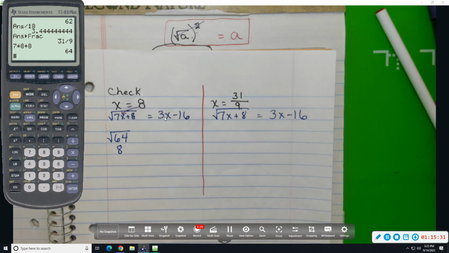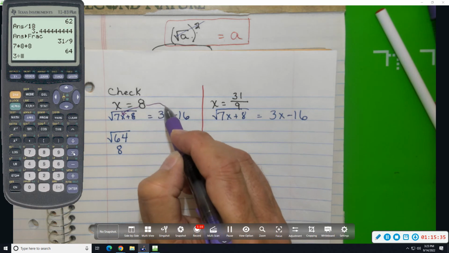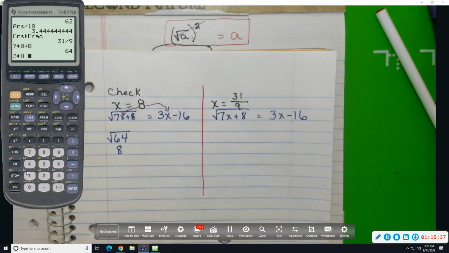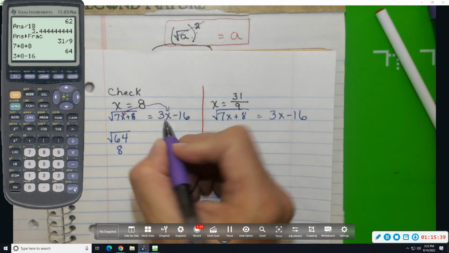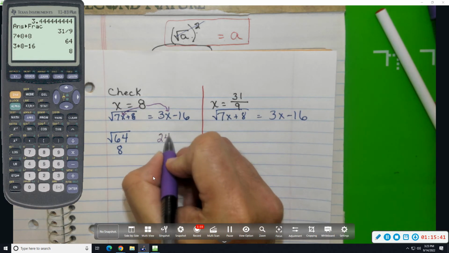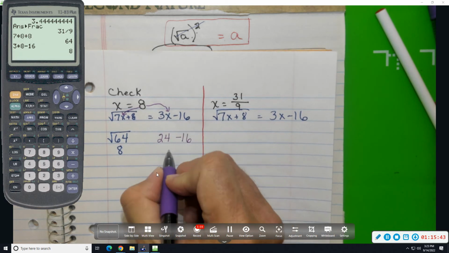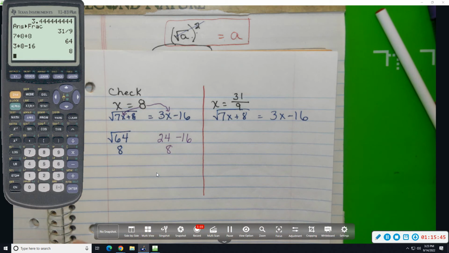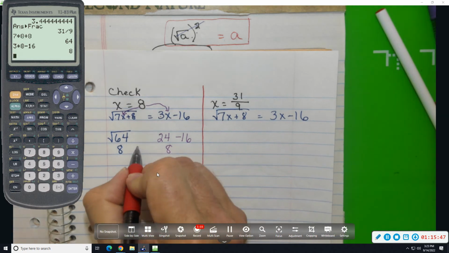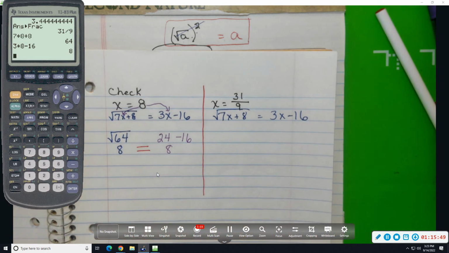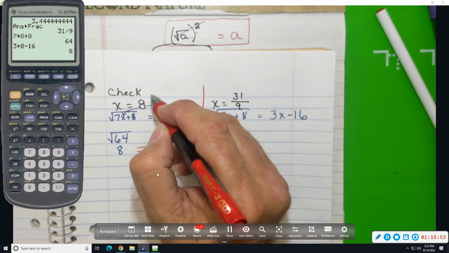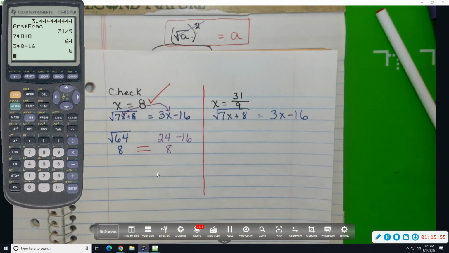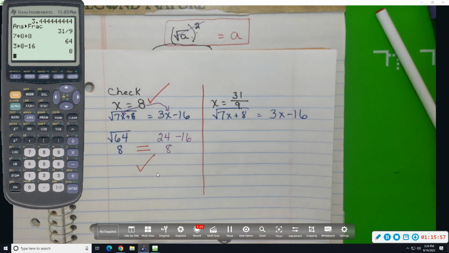Are we getting the same thing on the right? If I plug an 8 in there, yeah. 24 minus 16. 3 times 8, 24. Minus 16, 8. So we know for a fact that the answer is not no solution. The number 8 checks. Put a big check mark there. Oh yeah. Okay, I was going to circle. 8 checks.